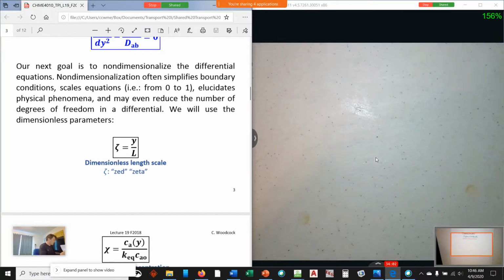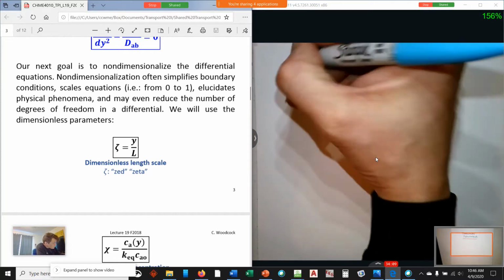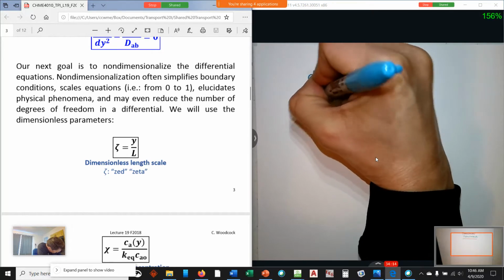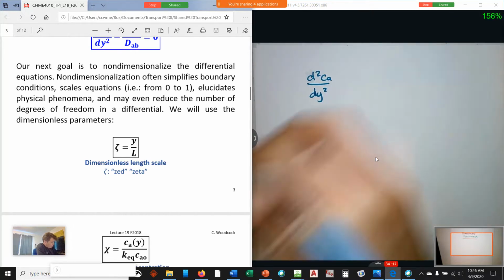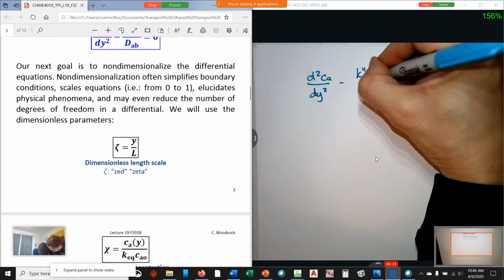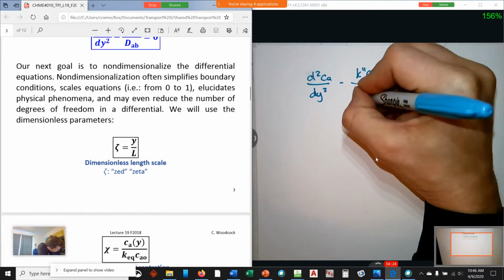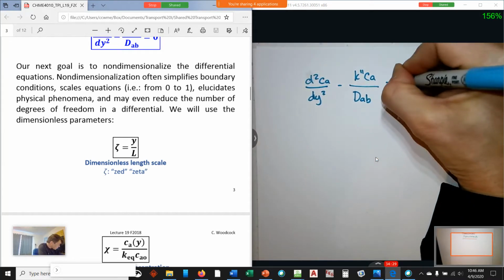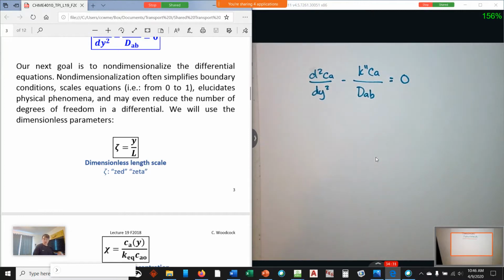d squared Ca, not a capital, that's a material or full derivative. That will get into transport too. Minus the reaction rate times the concentration of A over the diffusivity of A through B. Alright, and we would like to non-dimensionalize our mass transfer equation with zeta.